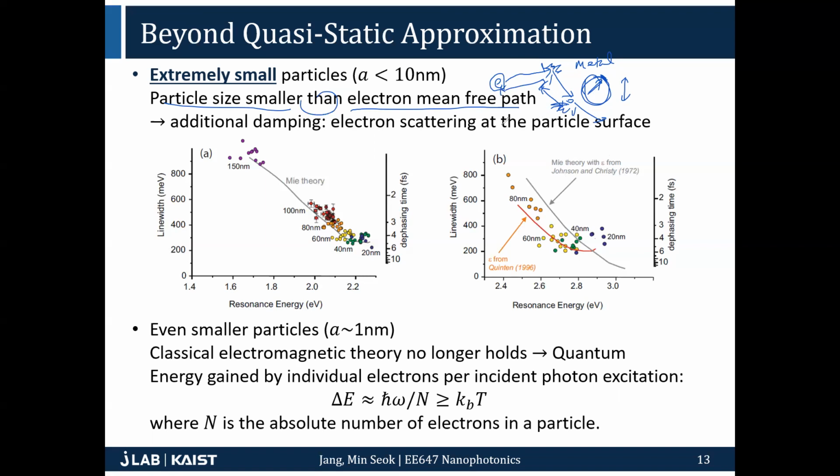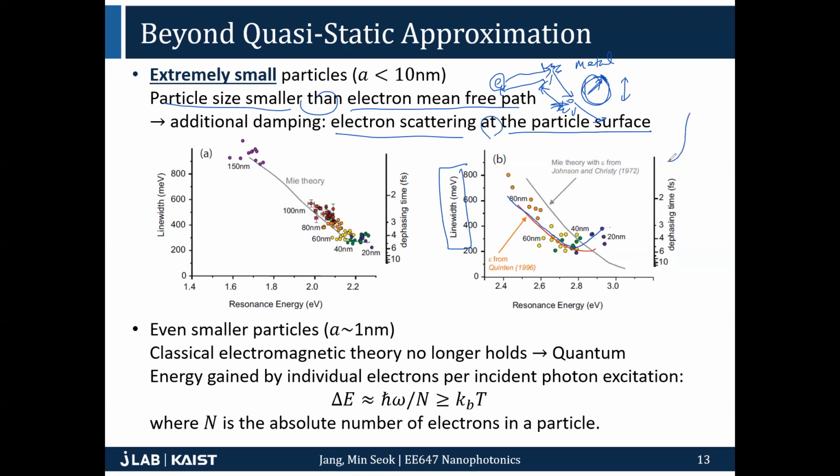So what that means is that due to electron scattering at the particle surface, your damping rate increases compared to the normal case. Here, I think it'll be instructive to look at this relation. If you look at this relation, the line width.